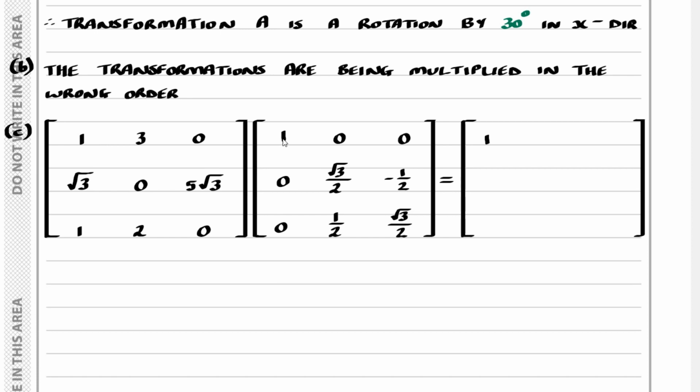We then have the 1 times by the 0 plus the 3 times by the root 3 over 2 plus the 0 times by a half, which is 3 root 3 over 2. We then have 1 times by 0 plus 3 times by negative 1 half plus 0 times by root 3 over 2, which is negative 3 over 2.